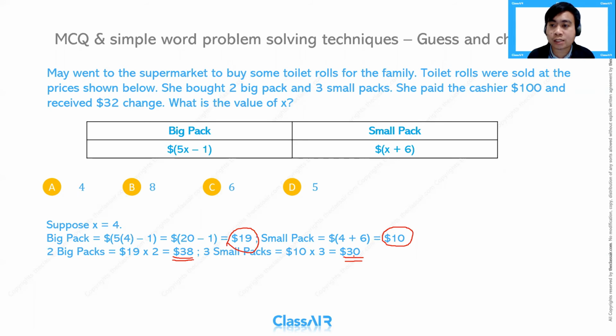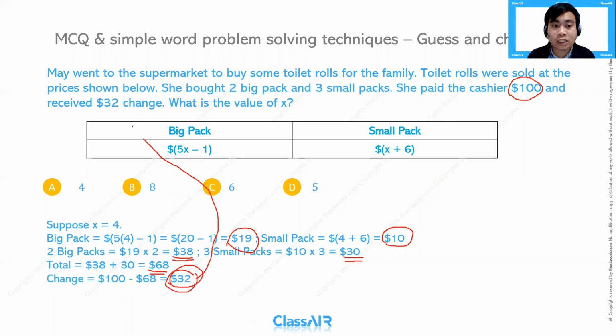Hence, the total cost of the toilet rolls was $38 plus $30 equals $68. If May gave the cashier $100 and the cost of the toilet rolls was $68, the change was $100 minus $68 equals $32. This is exactly the same with the change stated in the problem.